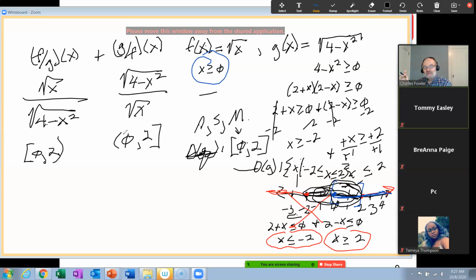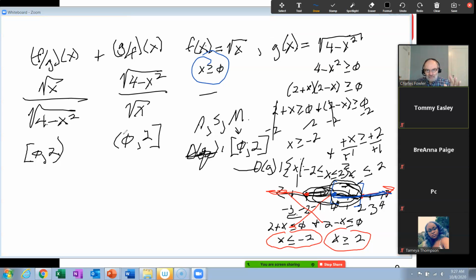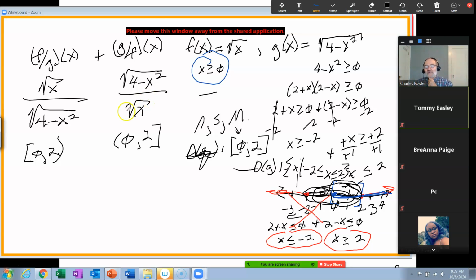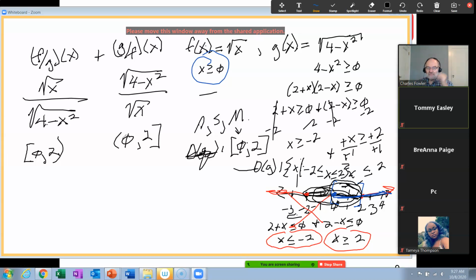So this problem emphasized what we mean by common domains. That's what we had to go through there. It also showed what you have to do beyond that. When you're dividing, make sure your denominator is never 0. This would be 0 at plus 2, so you ignore that. This would be 0 at 0, so you have to leave that one off. Does that make sense? Any questions?